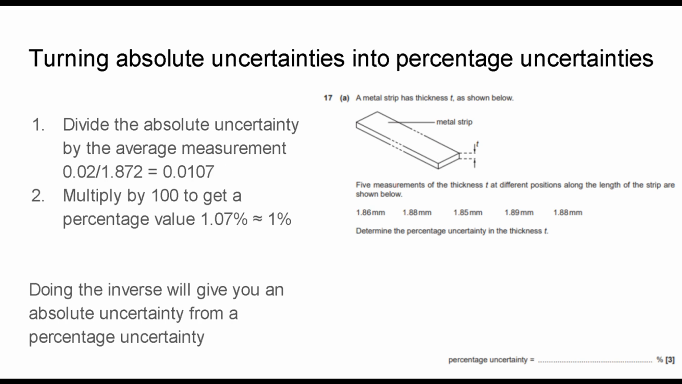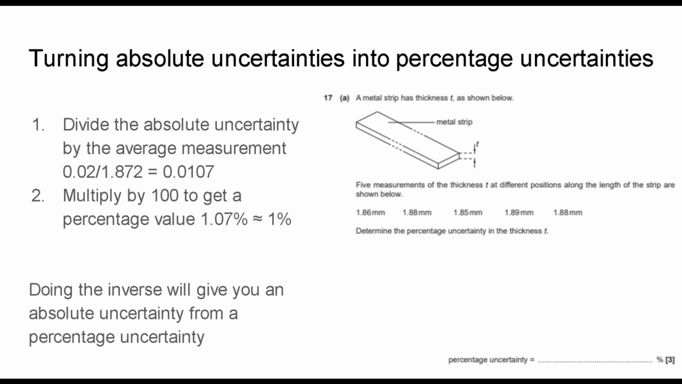In this case, dividing the absolute uncertainty by the average measurement gives us a value of 0.0107. We multiply that by 100 to get a percentage value, which is equal to 1.07%. And I would always put that as 1%, since it's not given us a value of uncertainty previously, I'm going to assume that it wants the uncertainty to one significant figure. Although since it is a percentage uncertainty, I would put it as 0 decimal places rather than one significant figure if the value was more around, say, 20%.